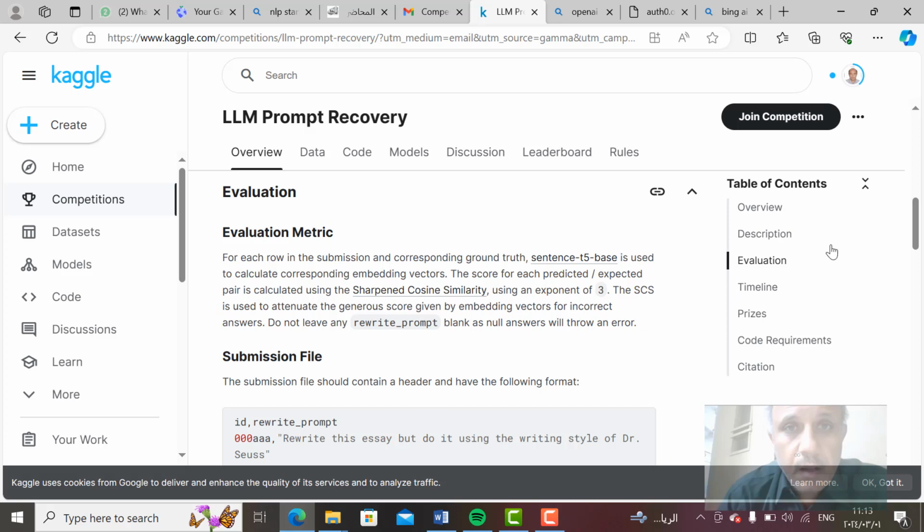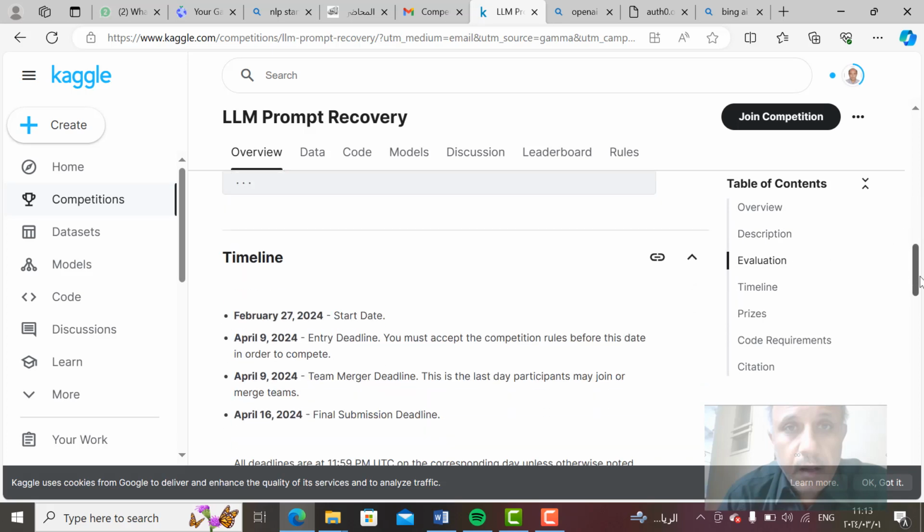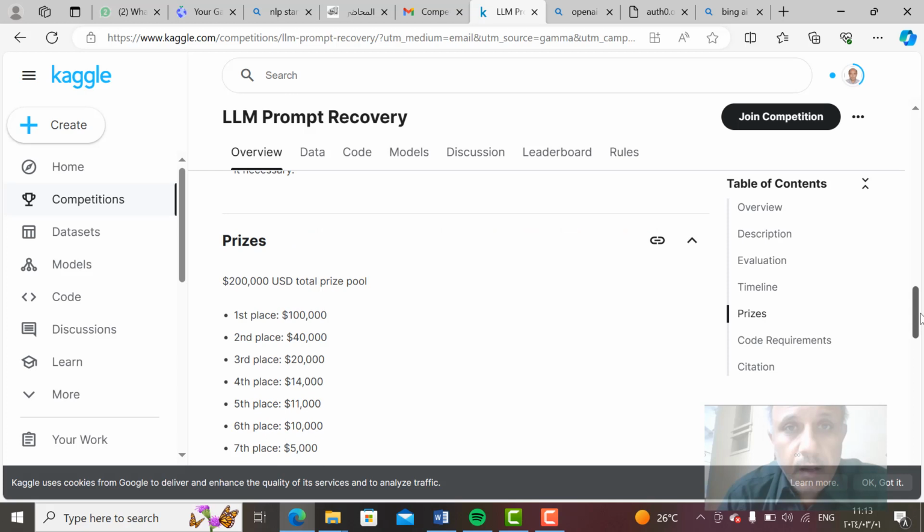This is the submission file, and this is the timeline. The start of the competition was 27 February, and the entry deadline, by which you must accept the competition rules in order to compete, is 9 April. The final submission deadline is 16 April 2024.